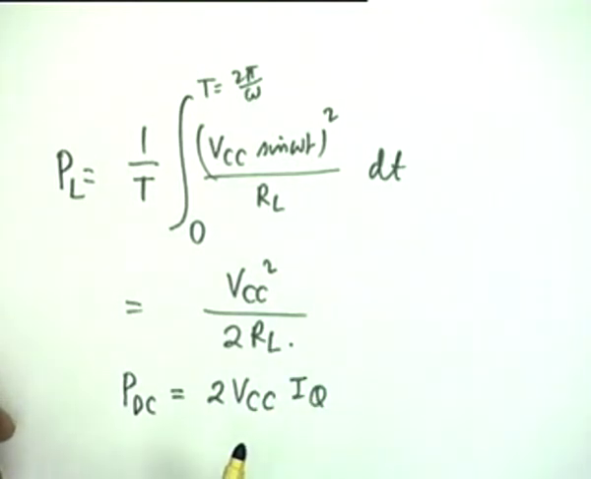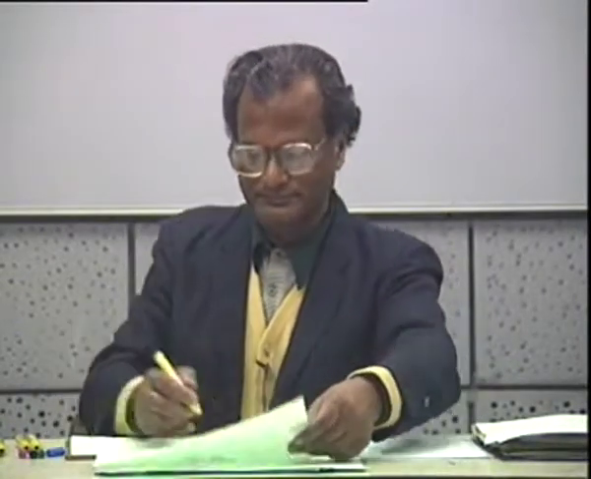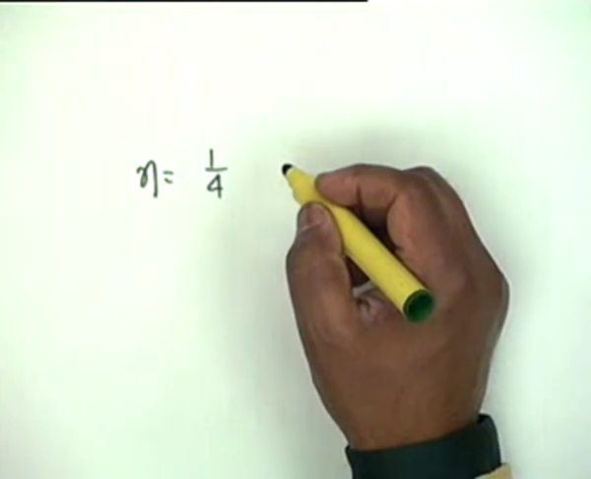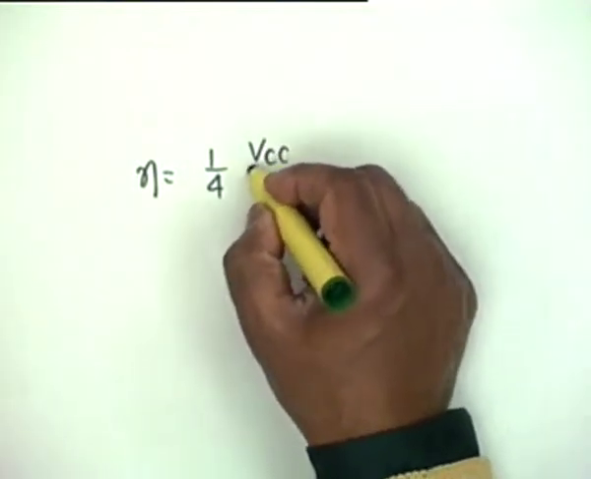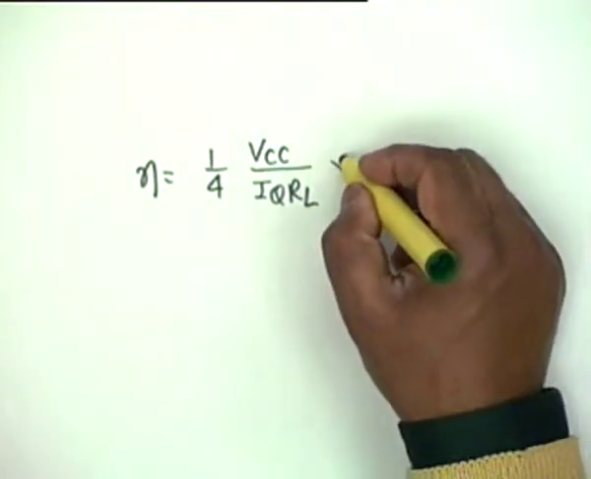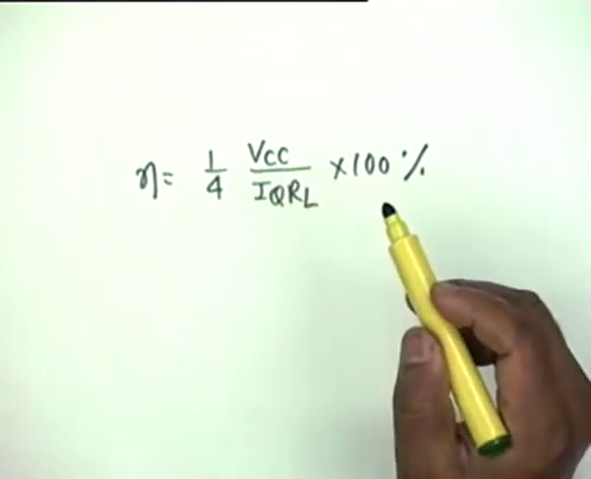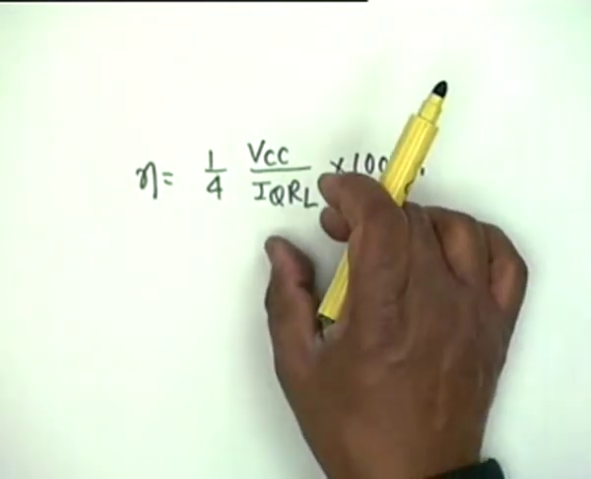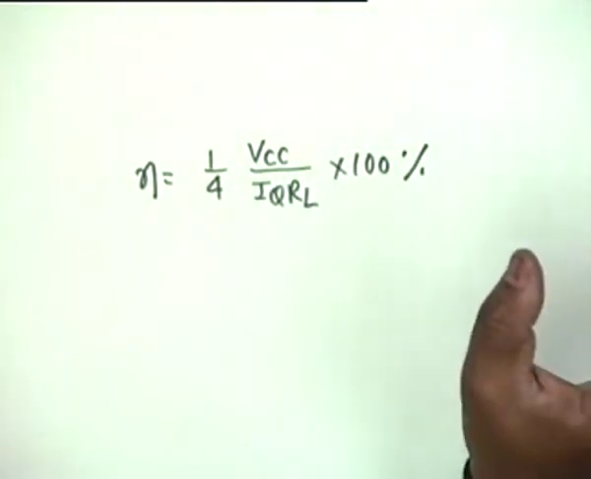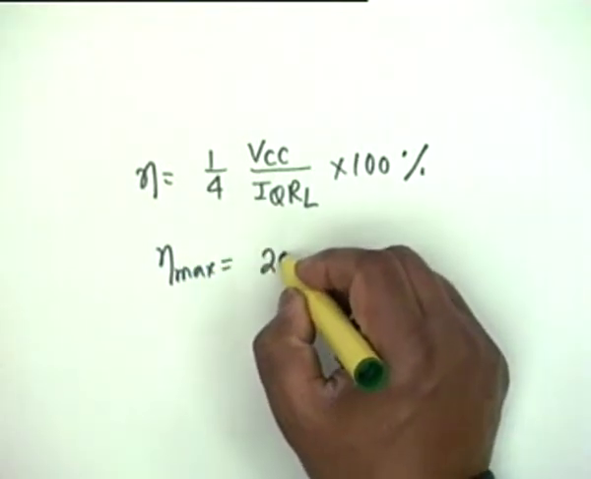Very simply. Okay? And therefore, the efficiency eta, which is the ratio of the two, is simply 1/4 VCC by IQ RL. Let's multiply this by 100, so in percent. You know that you have to design IQ such that IQ RL is approximately equal to VCC, VCC minus VCE at 3, but we are ignoring that. And therefore, eta max is only equal to 25%.